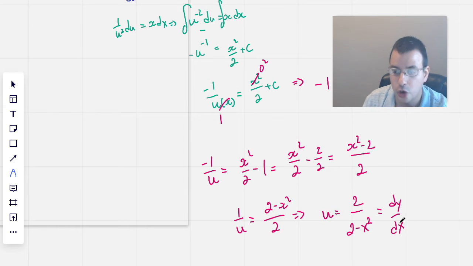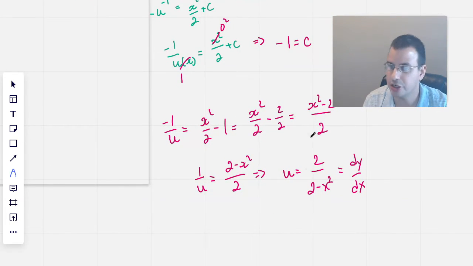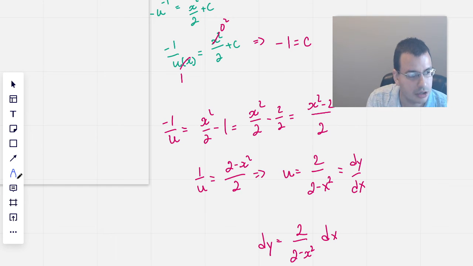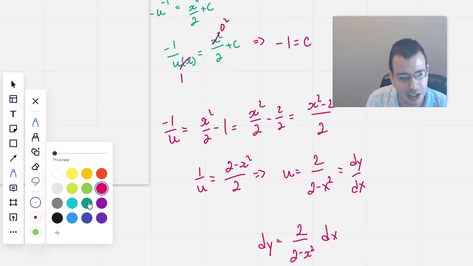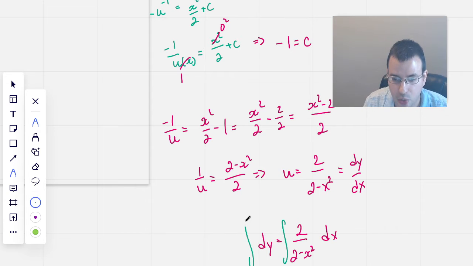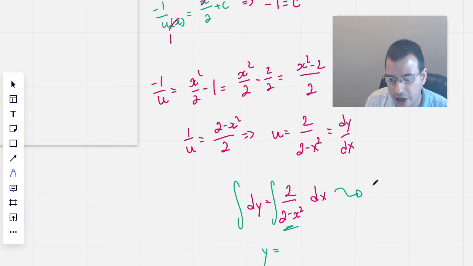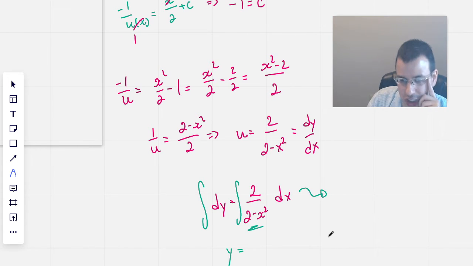So from here, we're going to integrate both sides again. So we have dy equals 2 over 2 minus x squared dx. Oh, change colors. Probably don't really need to change colors here, but I'm going to because I want to. So then this is going to give us y equals, this is of the form of a hyperbolic arctangent.